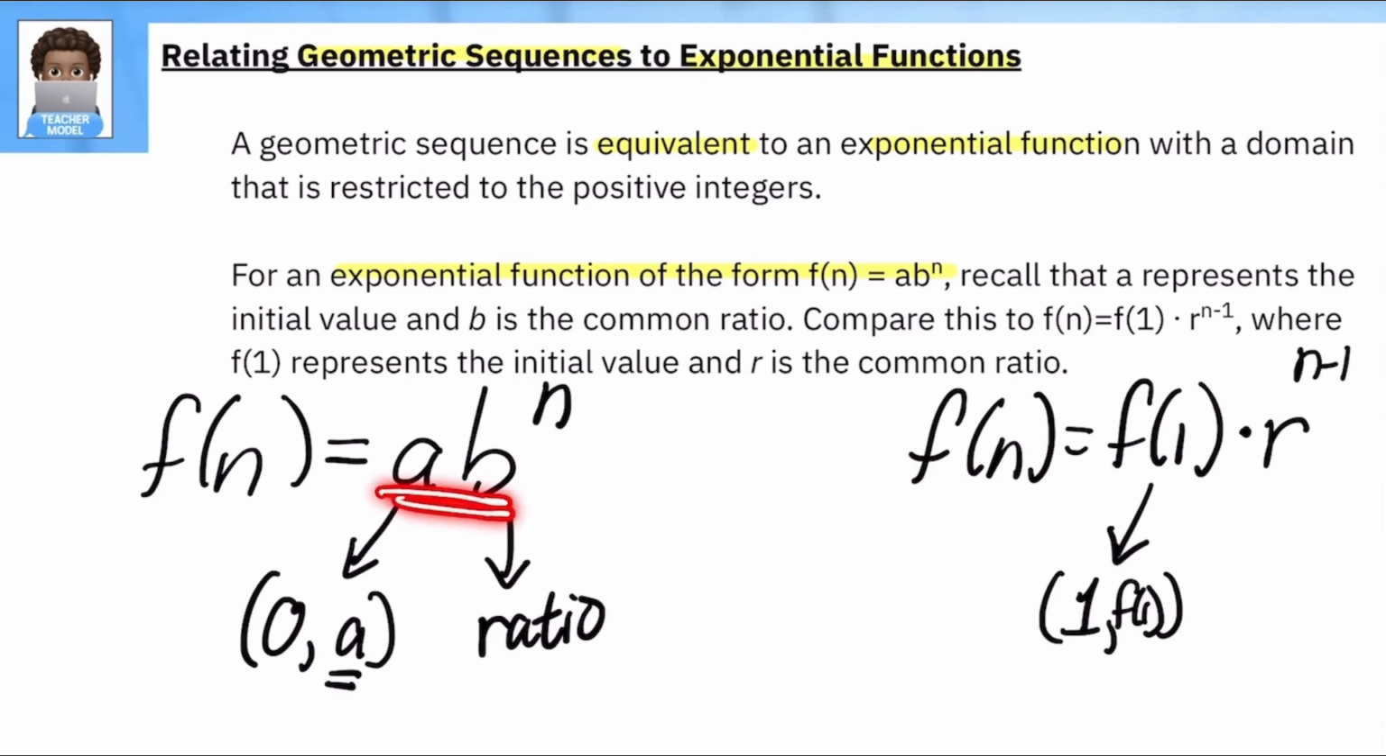Whereas for the exponential function, we're looking for when x is 0, what is a? And here in our explicit rule, we're looking for what is f of 1? And then the same thing, we have the common ratio. So the rest of it, the ratio, is the same. And then here it is n minus 1. So let's see if that makes a difference.